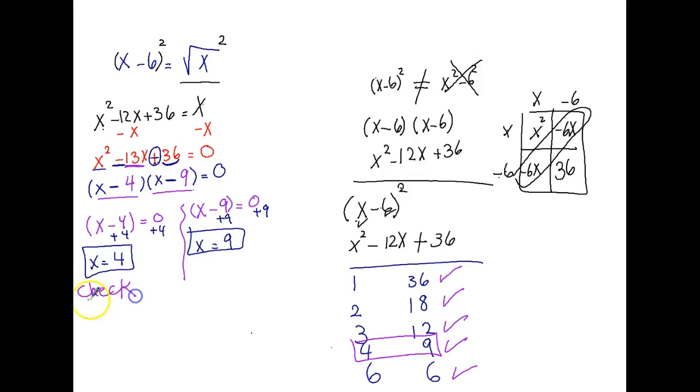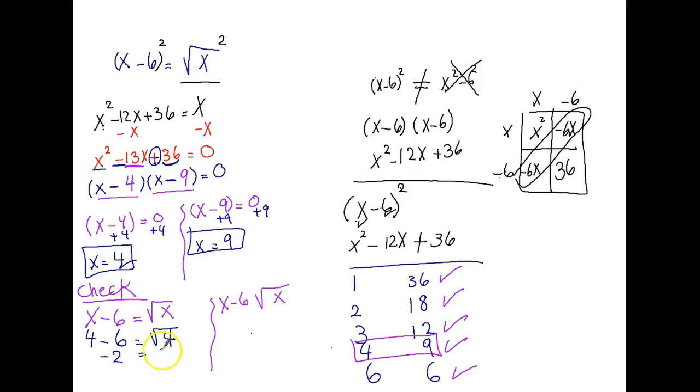So, check. I'm going to go back to the original equation, which is x minus 6 equals square root of x. And I'm going to plug in the values I have for x. So if x is 4, then I need to replace my x's with 4. Now, let's check if this is a true statement. 4 minus 6 is negative 2. Square root of 4 is a 2. So I cannot have identical eyes. This guy is half blind. So this is not going to work. So this is an extraneous solution.